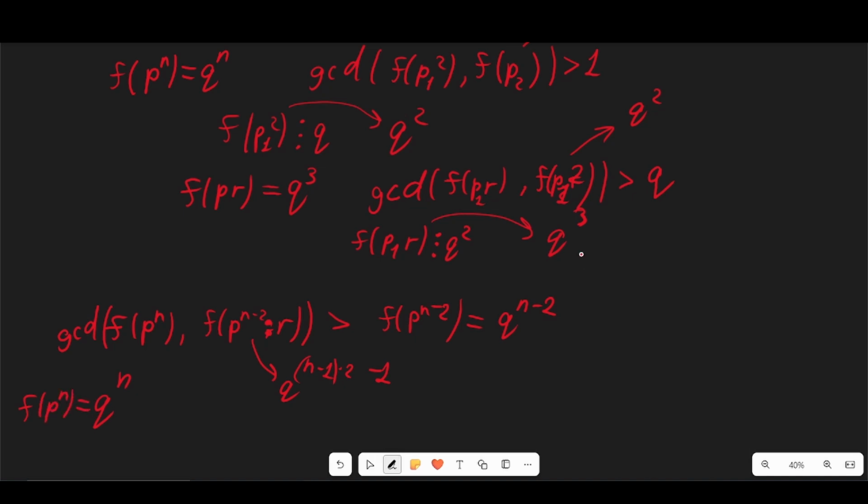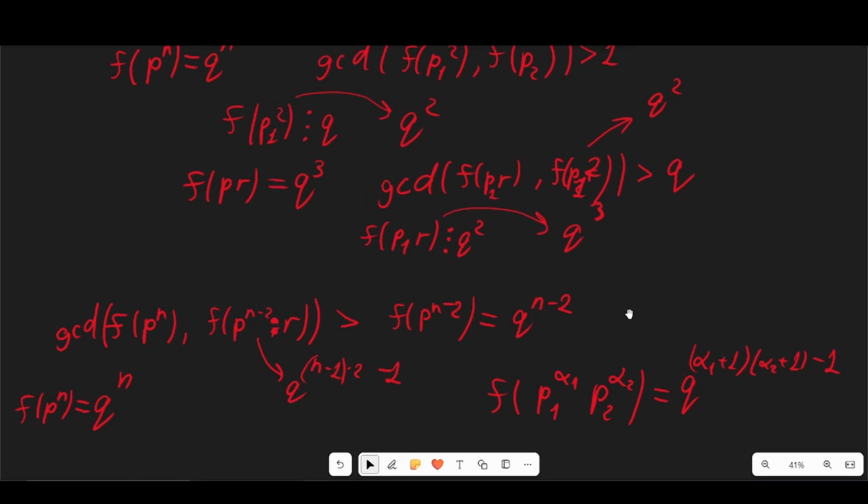And similarly, we can show that f of p to the a times q to the b, no, this can be any q. Like if we take two different prime divisors, p1 to the alpha 1 and p2 to the alpha 2, we would get that f of p1 to the alpha 1, p2 to the alpha 2, would be q to the alpha 1 plus 1 times alpha 2 plus 1, minus 1. And we will prove this by induction.